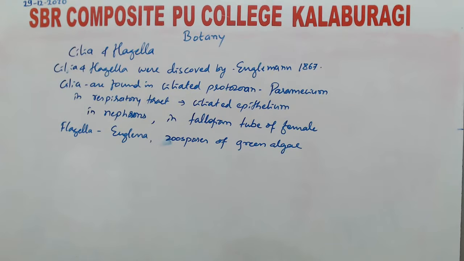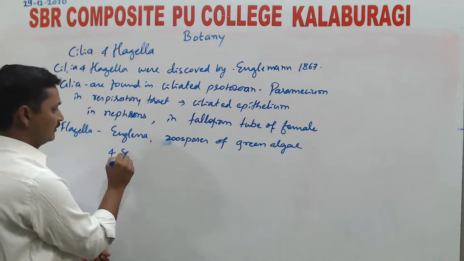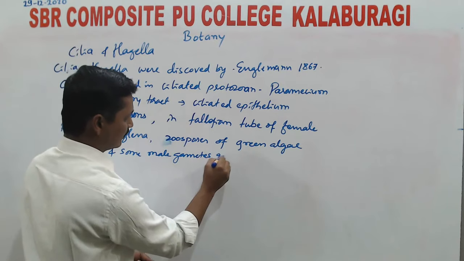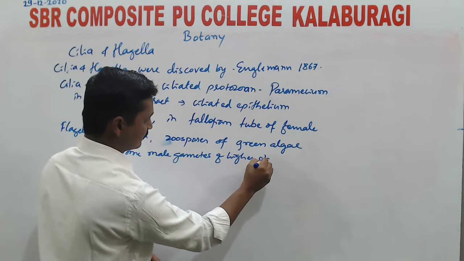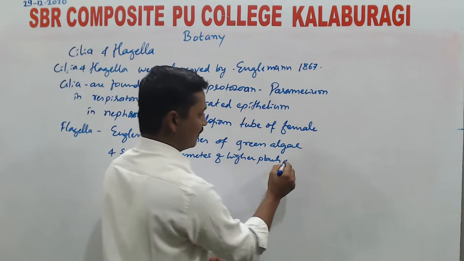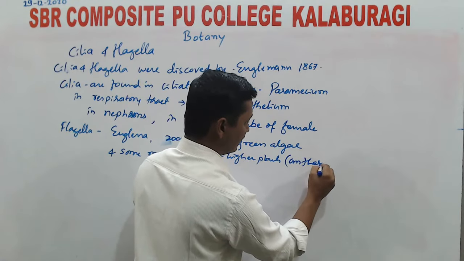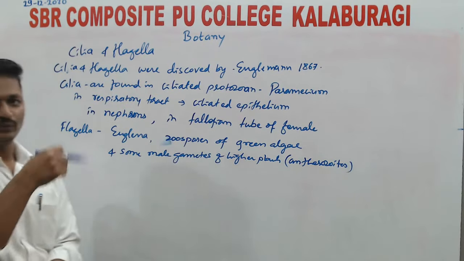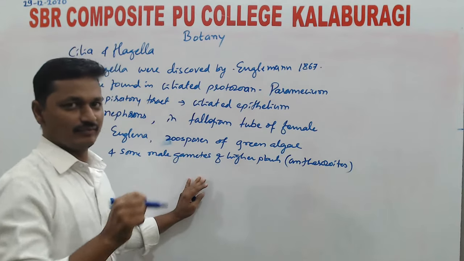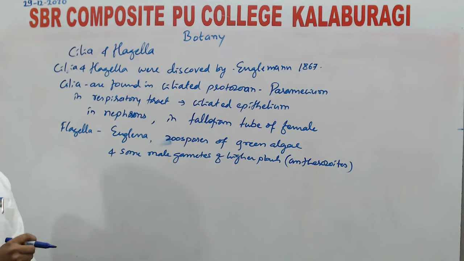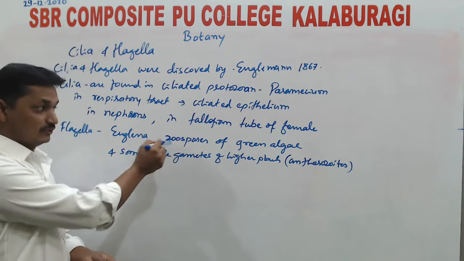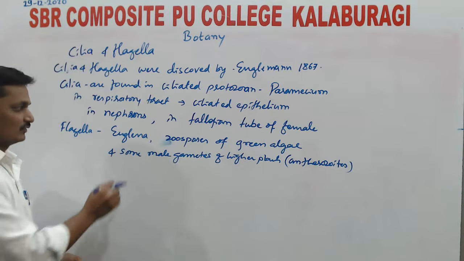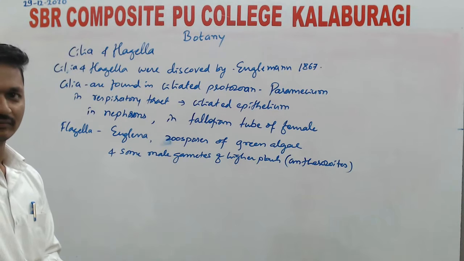Also found in the spores of green algae and some male gametes of higher plants, in the form of antherozoids. Antherozoids contain 2 to 9 flagella at the surface, which are motile in nature. All motile gametes and spores of the green algae, especially Chlamydomonas, have flagella. You can also have the flagella as a locomotory organ.